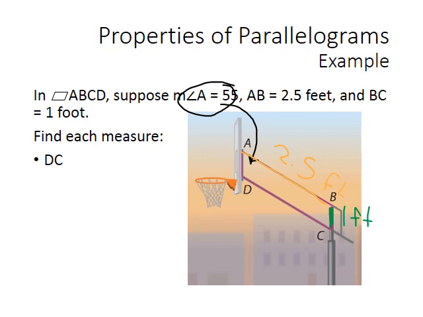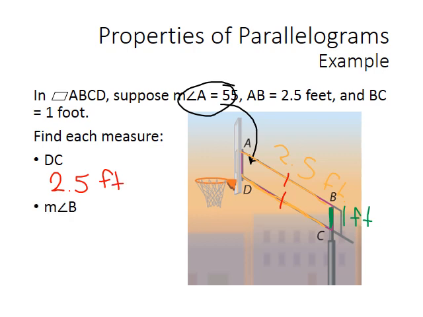We want to find each measure. The first one: what's the length of DC going to be? This one right here. Since it's a parallelogram, we know opposite sides are congruent. So DC is going to be the same as AB, 2.5 feet. Easy enough to see.